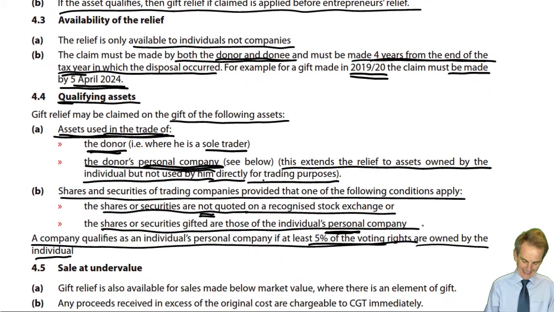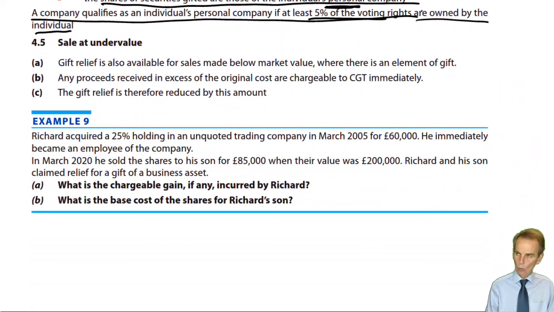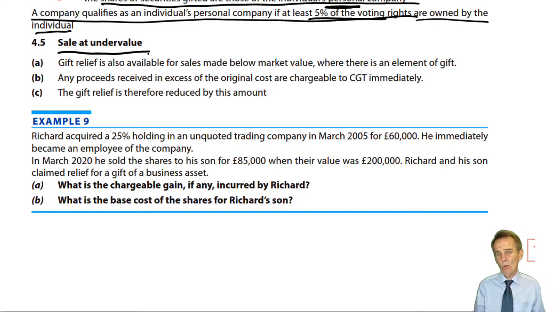What we often get in exam questions to make them more interesting is not an outright gift, but a sale at under value. The situation is where a taxpayer is usually making a gift to someone within the family, usually a son or daughter. And when they make that gift, we know that it can be an outright gift, or it could be a sale at under value, as we see with this note here.